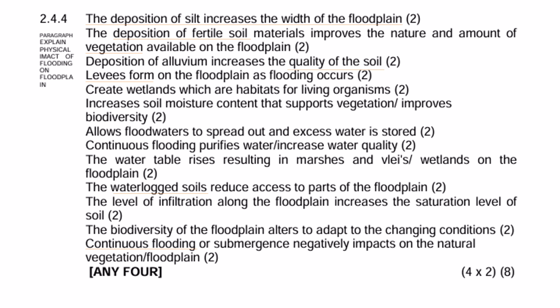Some possible answers to question 2.4.4. The deposition of silt increases the width of the floodplain. The deposited sediment creates fertile soil, which allows for the growth of vegetation. It increases the quality of the soil. Levees form on the downside. Soils can become waterlogged, but continuous flooding can also have a negative impact on the growth of vegetation in an area.